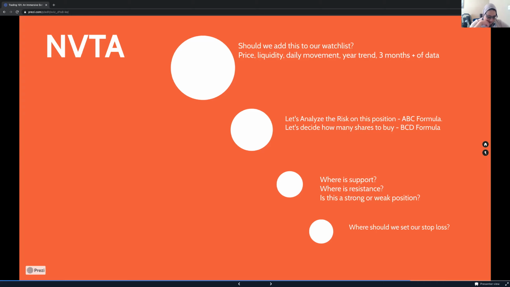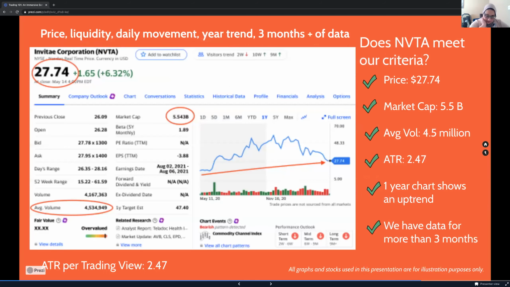So this slide is just recapping what we're going to do with this stock. We found a stock, that's the ticker. It's called, I think, Invite. We're going to go through everything step by step and develop a trading plan for this stock. First of all, we have to see if we should add this to our watch list. This is a screenshot from Yahoo Finance. Generally though, if you're using your broker, you won't even need to go into Yahoo Finance. All this information, except for the average true range, is going to be on your broker.